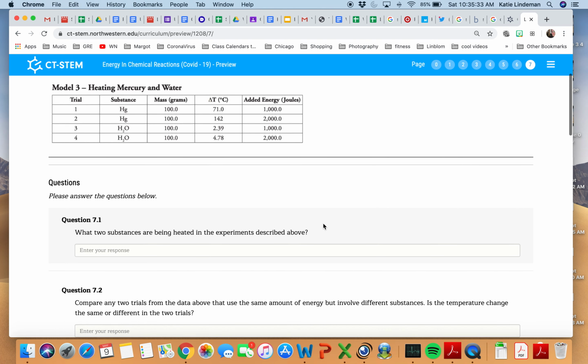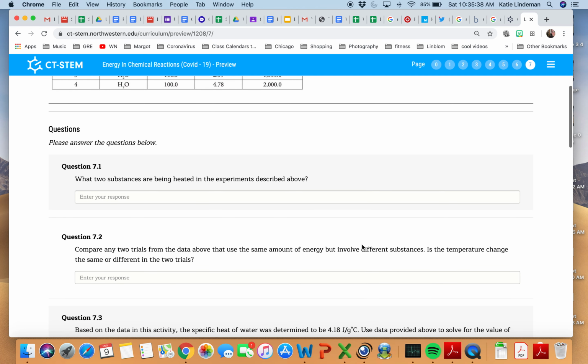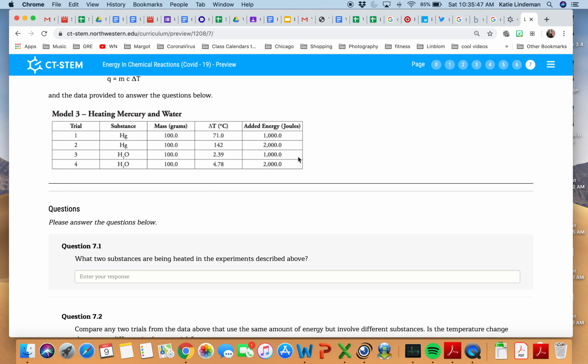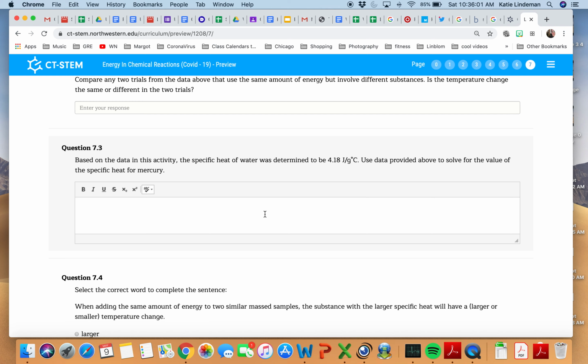The first couple questions are just asking you to break down what this data is. What are the two substances being heated? Compare the two trials. They use the same amount of energy, but involve different substances. So we're comparing the 1,000 joules to 1,000 joules, 2,000 to 2,000. What's going on here? What can we say about how much mercury increased versus how much water increased? And then we're asked to start to do some math. This question 7.3 is where we start to do a little bit of math.